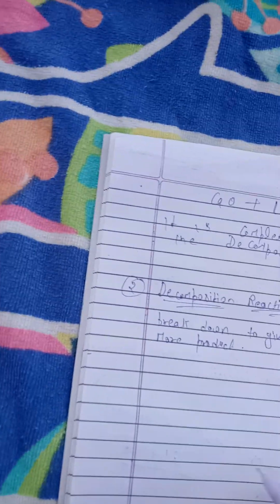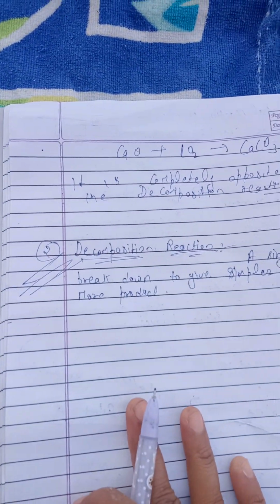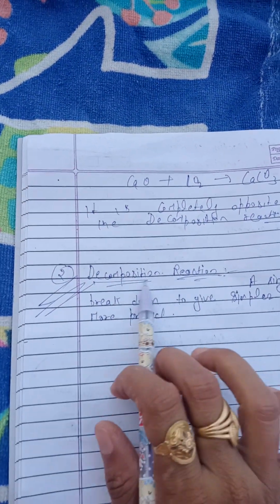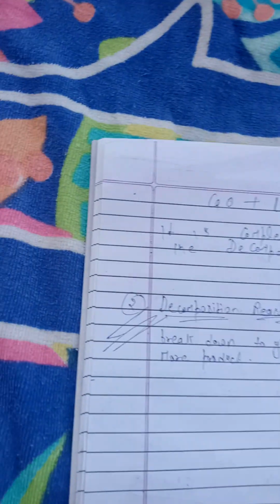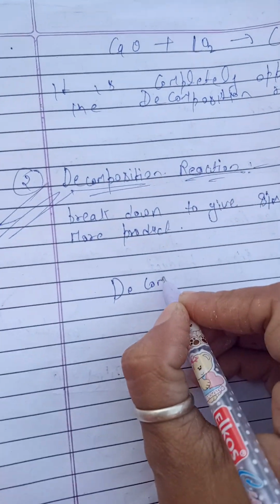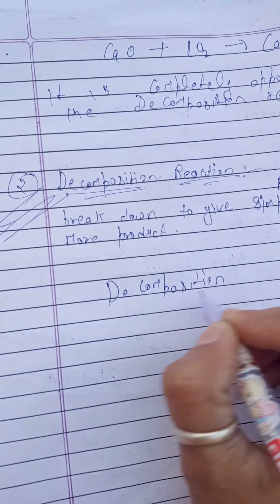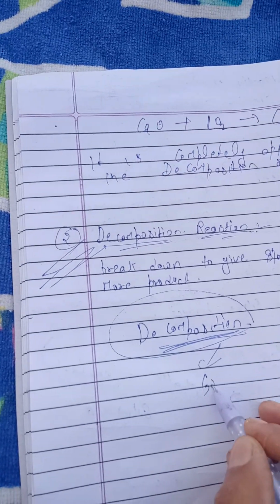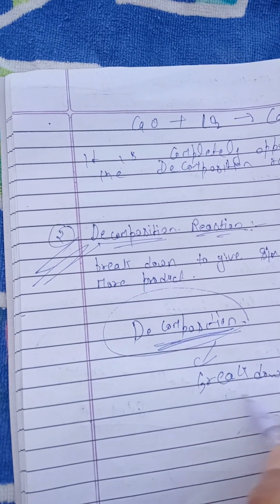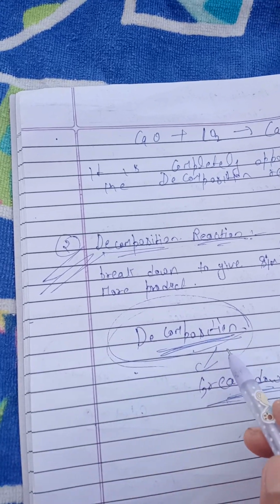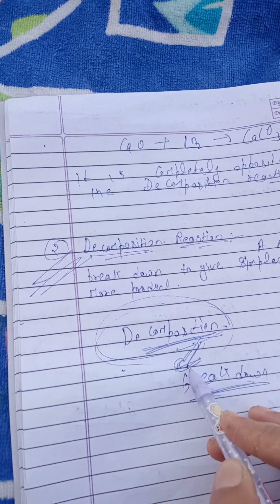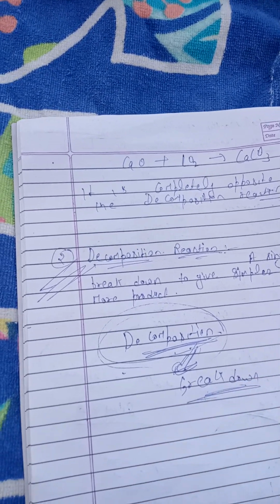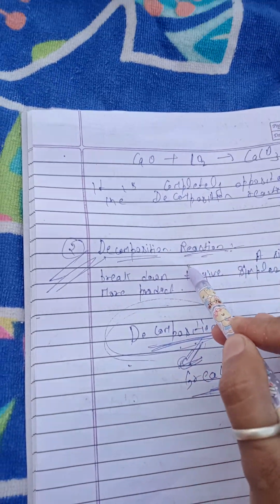Now the next type of chemical reaction is the decomposition reaction. Decomposition means breakdown. When a single reactant is broken down into two or more simple products, it is called the decomposition reaction.